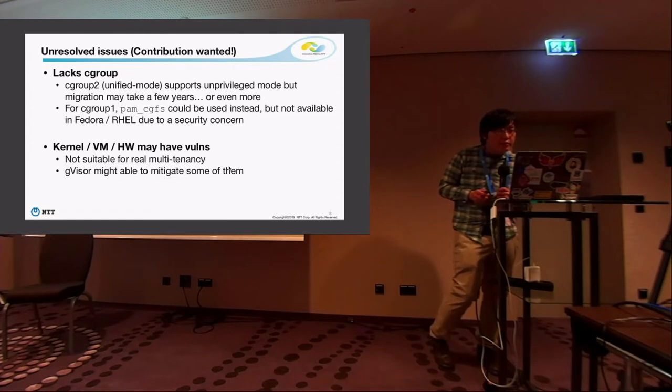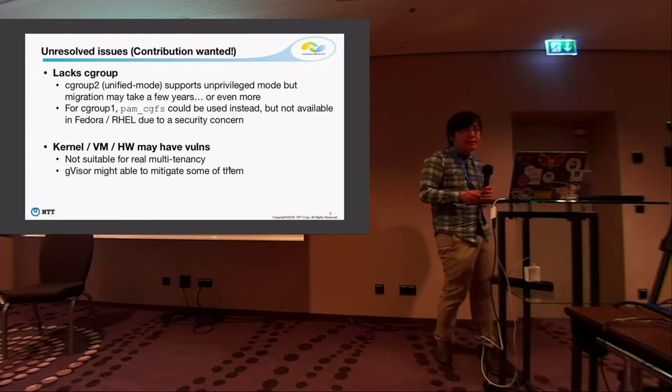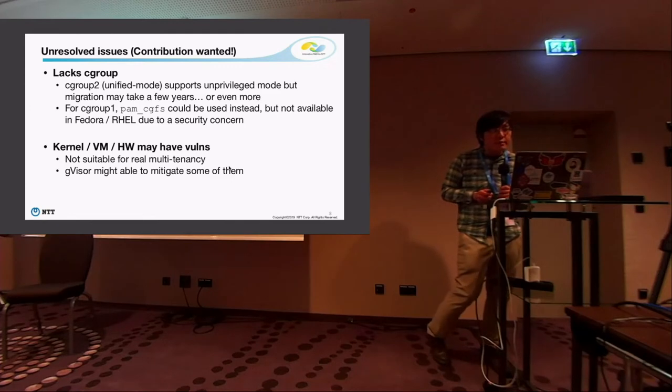Even for cgroup v1, we could use a PAM module called pam_cgfs for switching on and off the cgroup file system. But currently, this pam_cgfs is not available in Fedora and Red Hat Enterprise Linux because of security concerns.